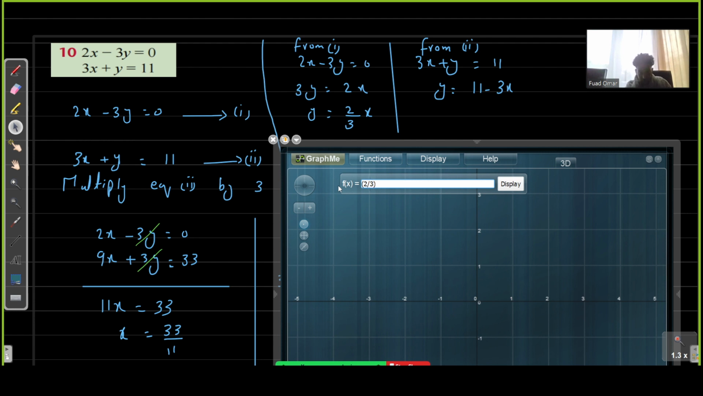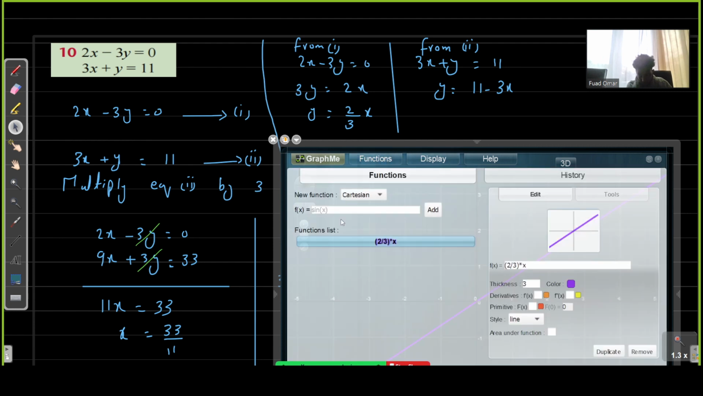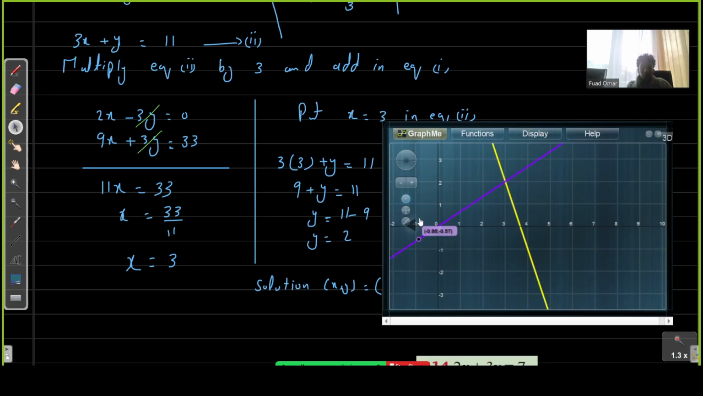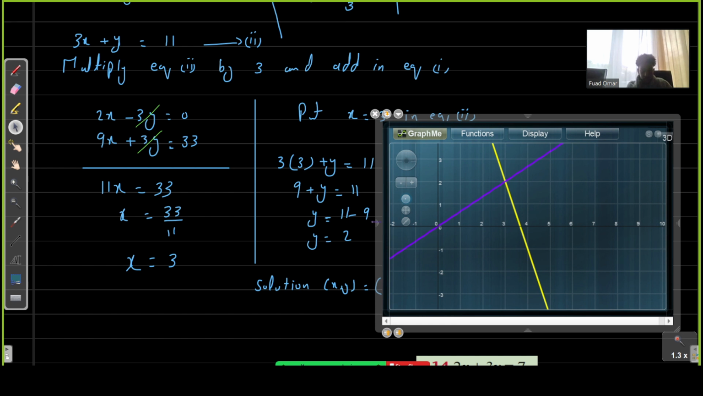2 divided by 3 times x. It is making a straight line on the graph, a purple straight line, and I'm gonna add another function here, 11 minus 3 times x. So here we have both of these equations touching each other at point 3, 2. So x is equal to 3 and y is equal to 2. That's the point. So it means our solution is correct.